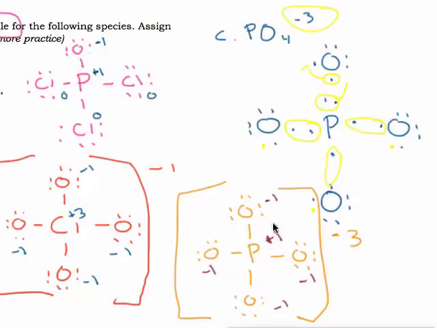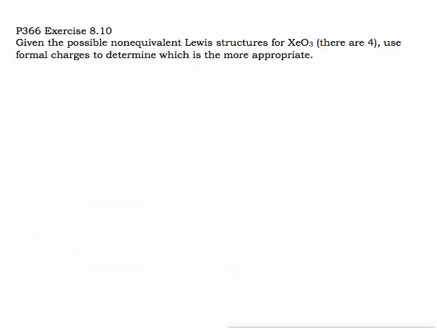Let's apply this formal charge in another way. This problem is a great way to apply formal charge. It's asking you to look at all the possible non-equivalent structures for this compound and use that formal charge to decide which one is the most appropriate and the most likely to be correct. These structures are not going to obey the octet rule, just as a heads up.